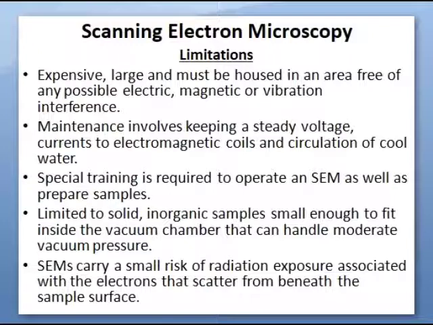Non-organic and organic materials do not produce secondary electrons. In such a case, the sputtering technique is used to coat that material with a metallic element such as gold, copper or any other element which can produce secondary electrons, so it can be scanned using the scanning electron microscope. Scanning electron microscopes also carry a small risk of radiation exposure associated with the electrons that scatter from beneath the sample surface.